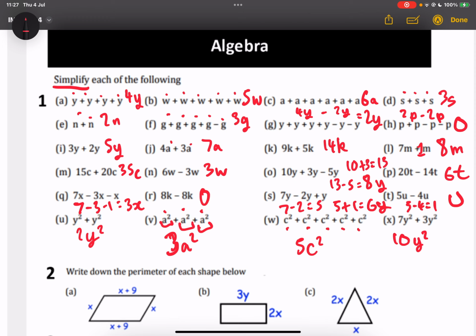F, so 3 times something is 12. So w is going to be 12 over 3, so w is 4. For G, we have 2x is 18. So x is equal to 18 over 2, which is 9. W over 2 is 6, so w is equal to 6 times 2, which is 12. So 12 for that one.